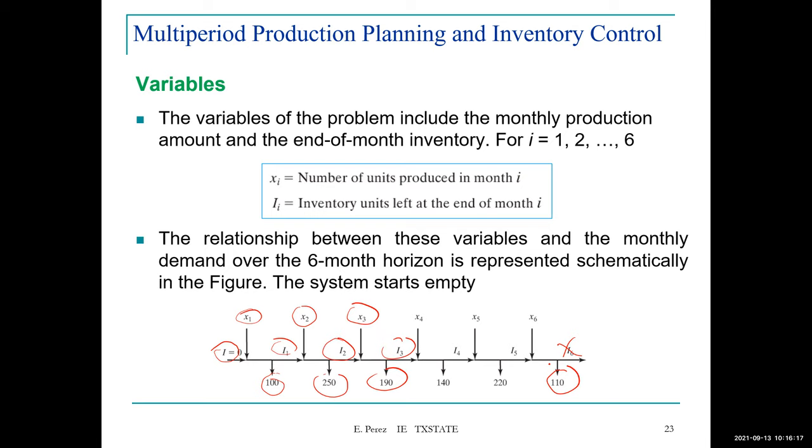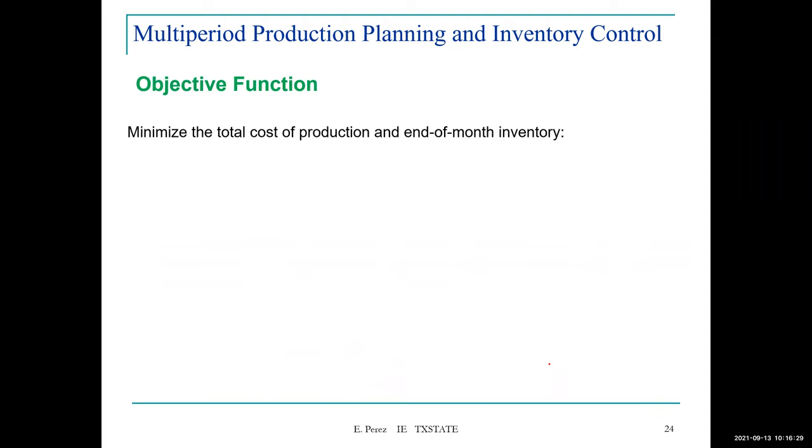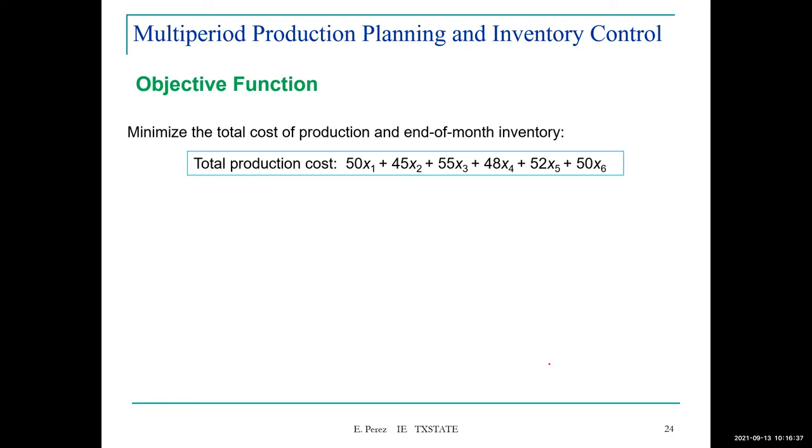And we're gonna use this information to formulate the constraints. So we know inventory is gonna start at zero, but from there, we're gonna be carrying some inventory for the next periods. So the objective function, we want to minimize the total cost of production and end of month inventory. So total production cost is going to be associated with the cost for that month. So X1, X2, X3, X4 represent the number of windows that you're going to produce in that month. And there's a production cost associated with it.